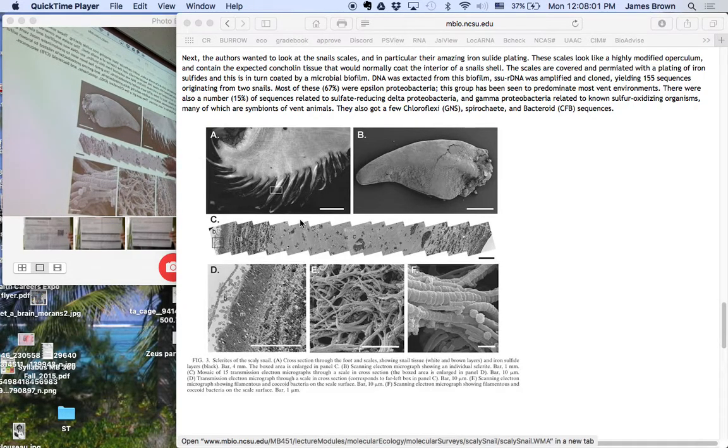This is a series of EMs that have been put together again that show you the structure of one of these scales poked right through the middle. So this is one surface through the scale to the other surface. And the dark stuff you see there is all metal. Metal sulfides and greigite and that kind of stuff, irons. And you can see that it's very highly enriched on the surface here. The scale is otherwise made of just exactly the kind of stuff you would think it's made of. Concholine, the protein that these shells are made of before they're calcified, that kind of stuff.